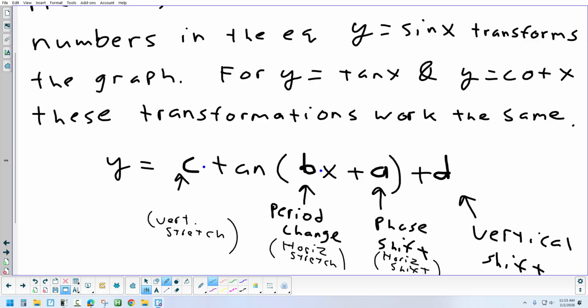Vertical stretch, that is not backwards. If C was 4, you'd say vertical stretch by 4. If C was a third, vertical stretch by a third.